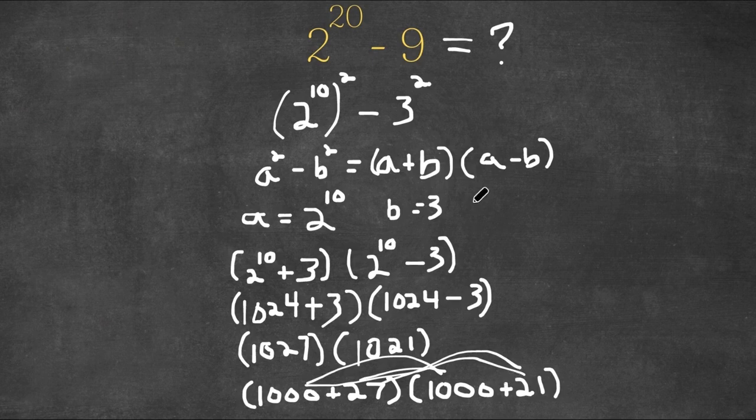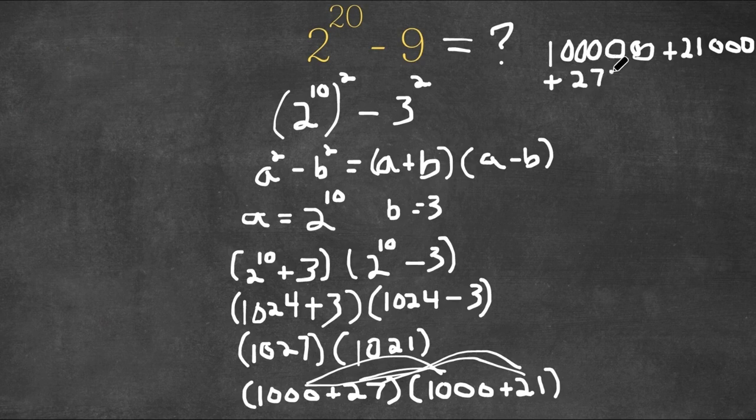Now 1000 times 1000 is 1,000,000, plus we have 21 with 3 zeros, plus we have 27,000, plus 567.